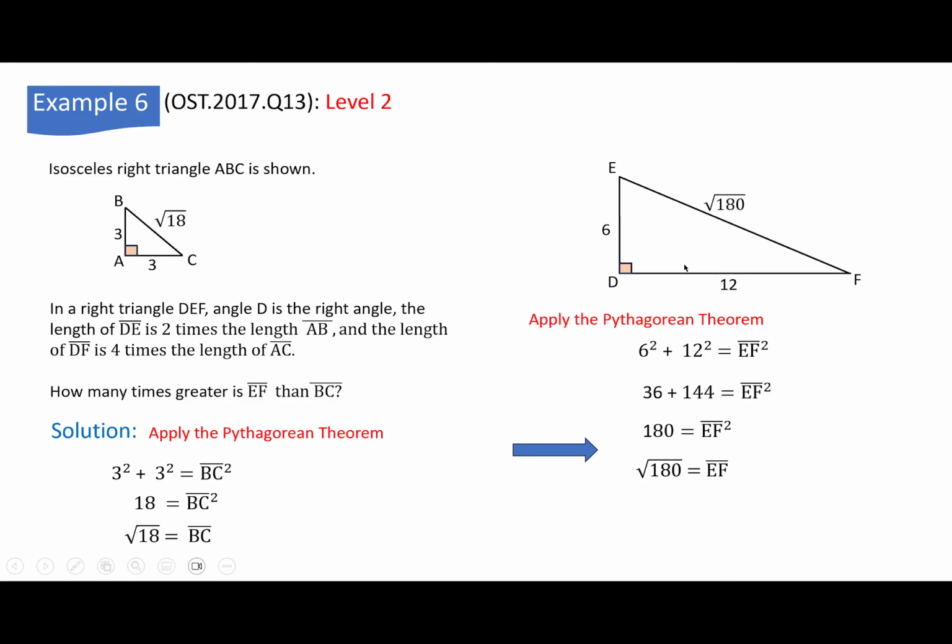I'm going to put it here. Now, what is the question here? How many times greater is EF than BC? How many times this is greater than this? So you divide this by this. You put them under one square root. 180 divided by 18 is 10. Square root of 10 is about 3.2 times. This is about 3 times more than this. Okay? I hope you got it right.